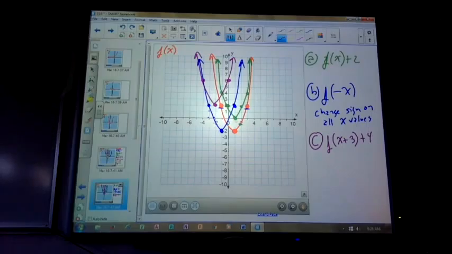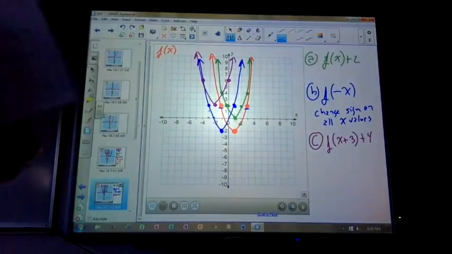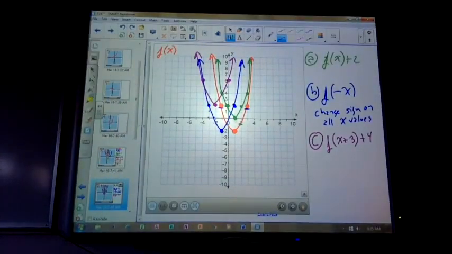Sweet. Looking okay? Feeling all right? Okay, when it is in parentheses, you go the opposite direction of what you think you would do. So because it was a +3, I'm going to go to the negative. And if it was x -3, I would go right. Okay, so it's always opposite inside, same outside.